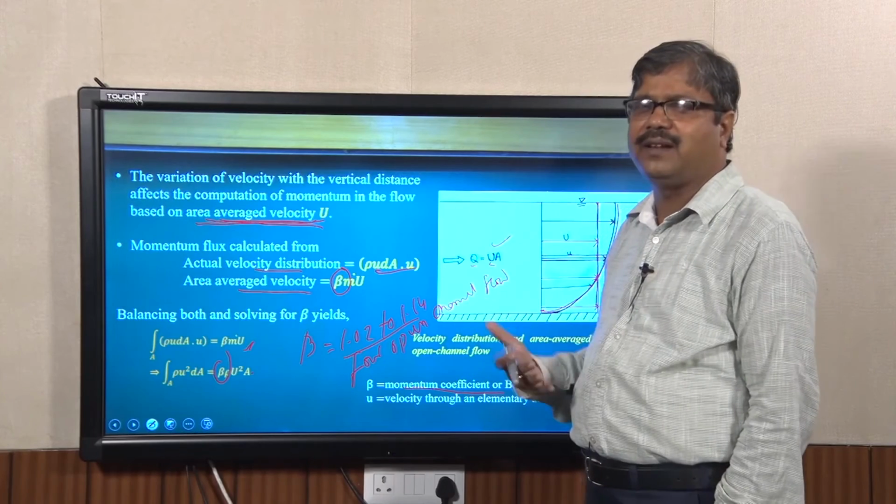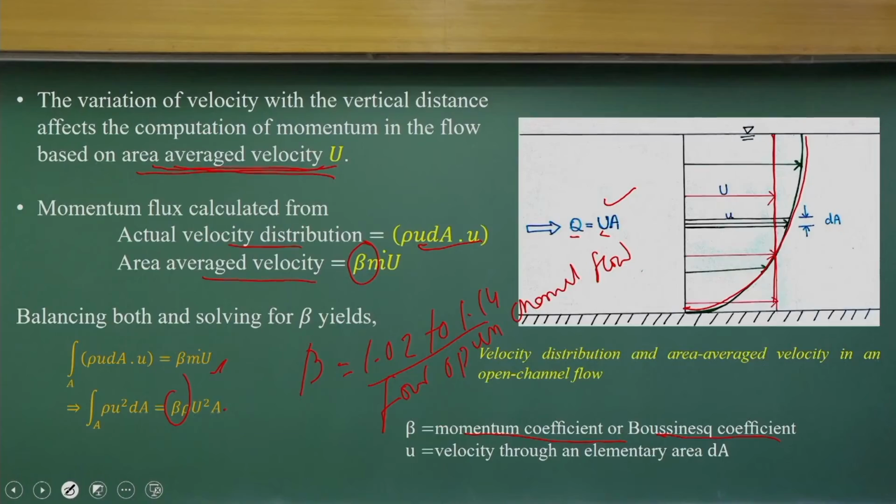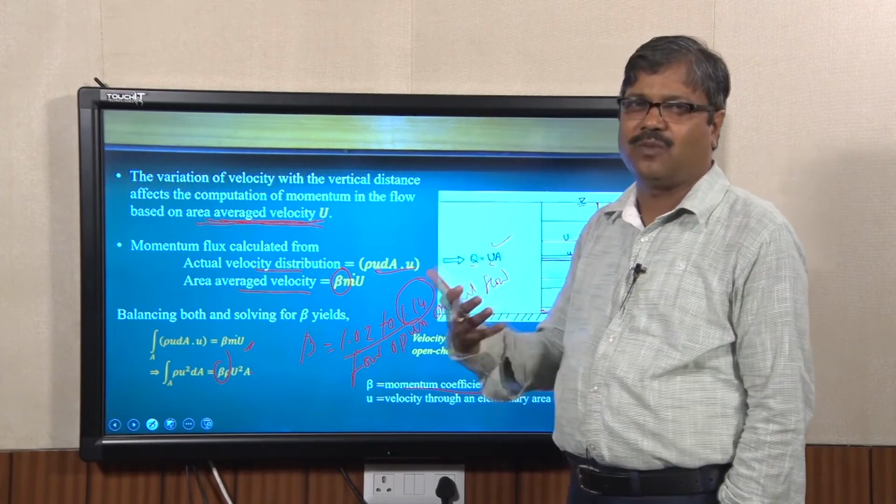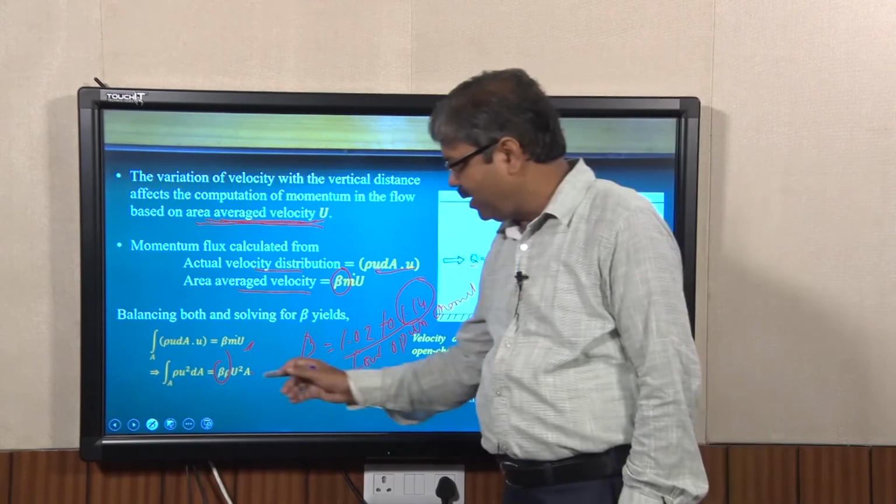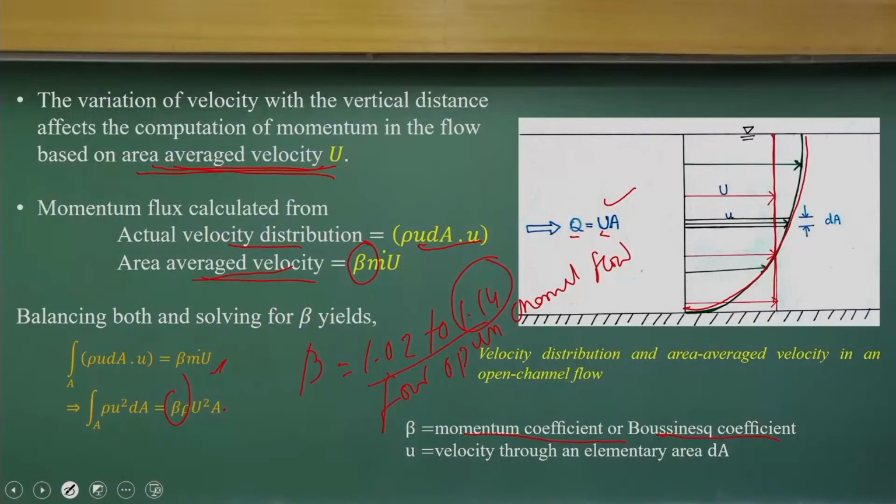That means we are under predicting the momentum flux when you consider capital U, the area average velocity, in the momentum flux correction. That value increases 1.02, close to 1. Some river flows can be close to 1, some can go to excess of 15%. So that's quite a large number of momentum flux just from considering the velocity variations. The momentum flux correction can vary from 1.0 to 1.14 for open channel flow.